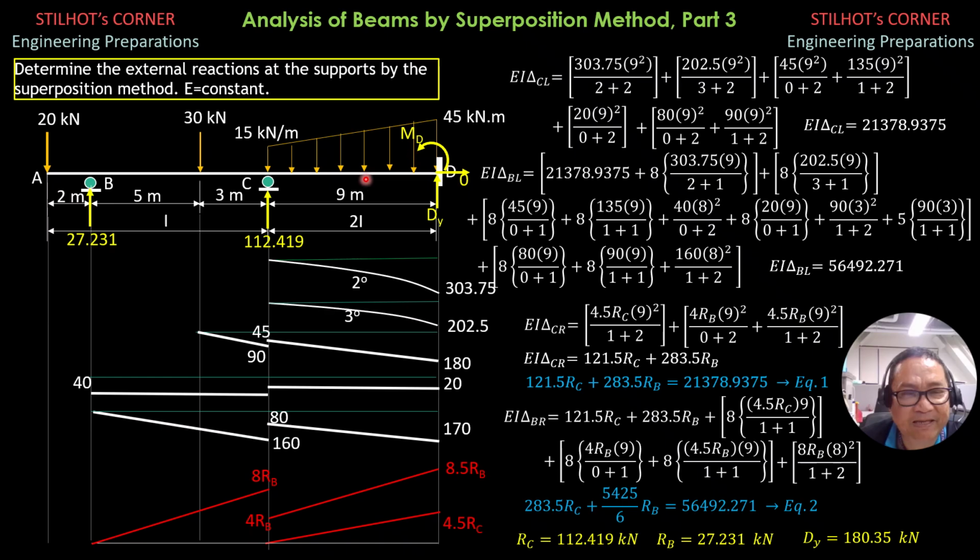Summation of moment about B equals 0. MD plus 15 times 9 times 4.5 plus 1 half of 9 times 45 times 3 plus 30 times 12 plus 20 times 19 equals 27.231 times 17 plus 112.419 times 9, and we get that moment at D is equal to negative 277.802 kilonewton meter. So that's it for this video.